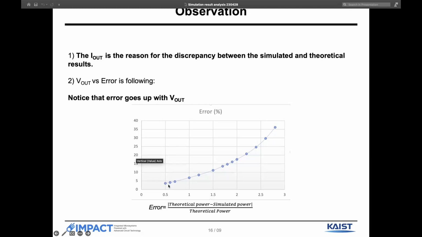And actually, there is an interesting trend: if we graph the error versus V out, the output voltage, the graph looks like this. It looks like an exponential graph, as we can see right here, non-linearly increasing. This is basically the output error. As we saw before, for 1.2 volts the error was only 8%, but for 2 volts the error was almost 17%. So the error increases with increased V out. Here is the formula I used for the error calculation.